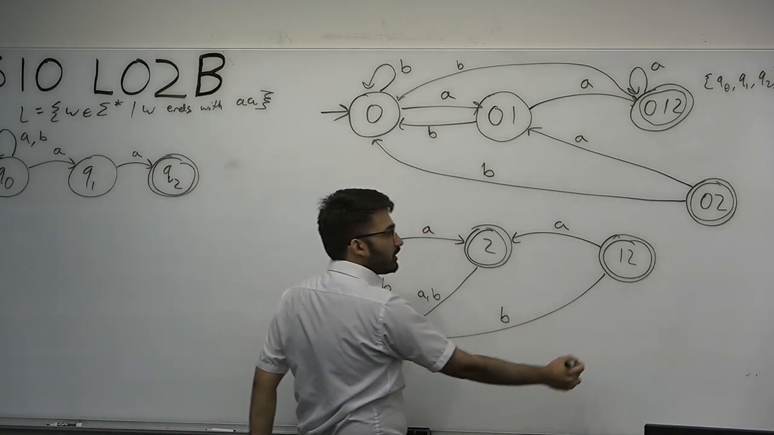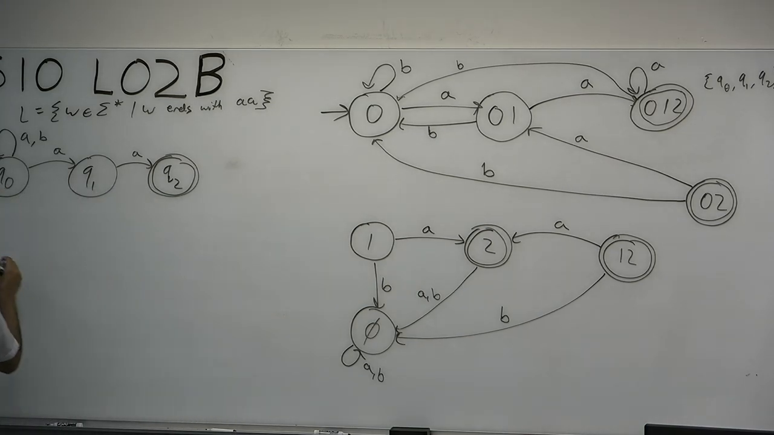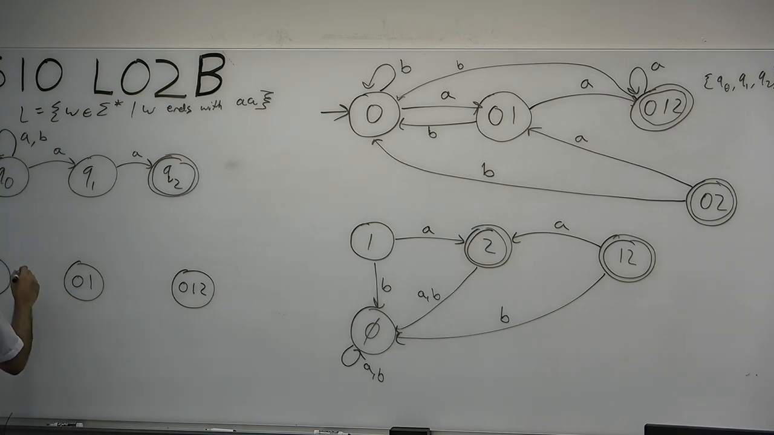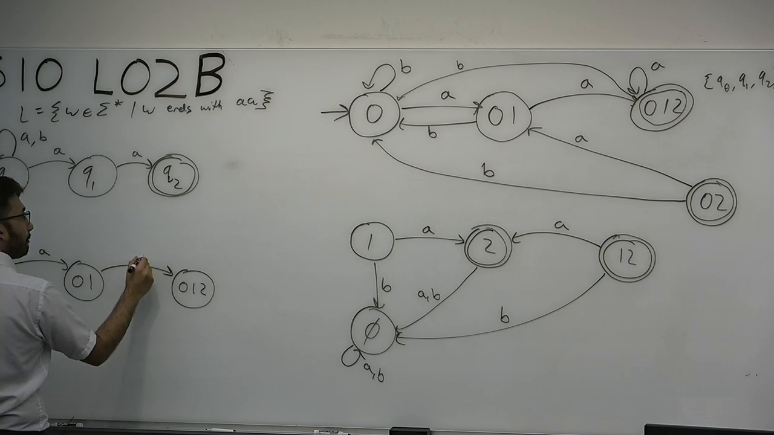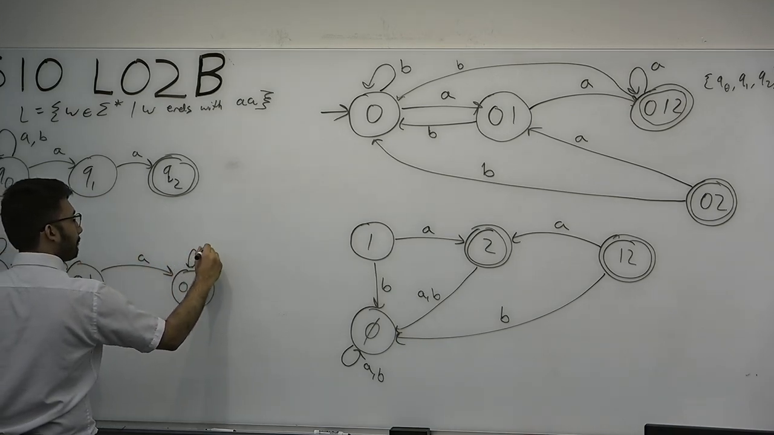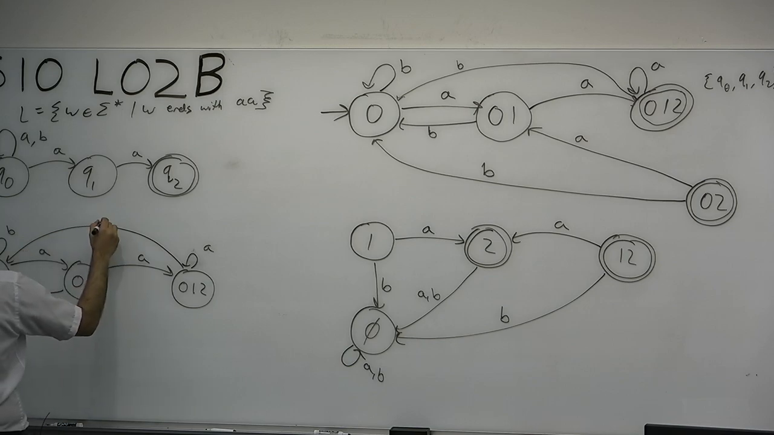We can disregard this whole part. We can cut this off. We can also cut off 02 here. If I were to cut those off and rewrite the DFA, I'm going to rewrite it here. So this is the NFA. I'm going to rewrite the DFA here.